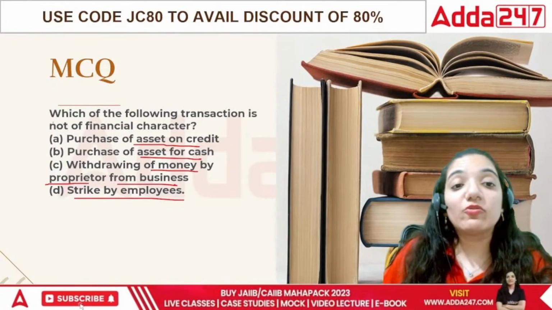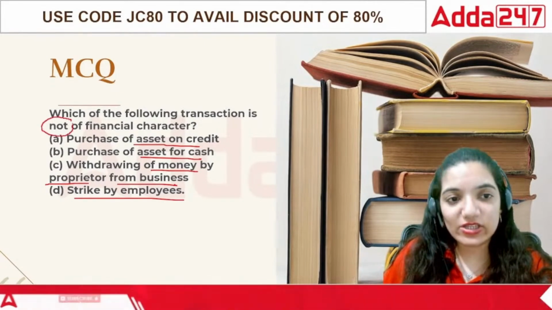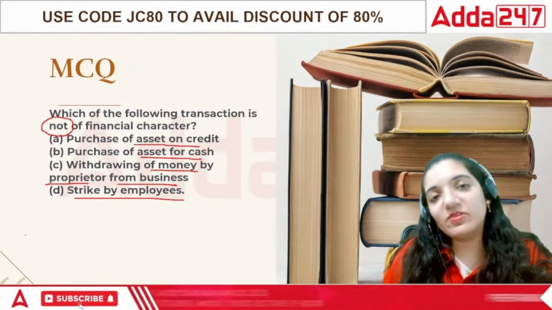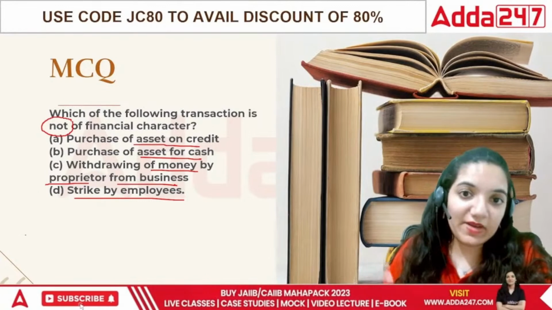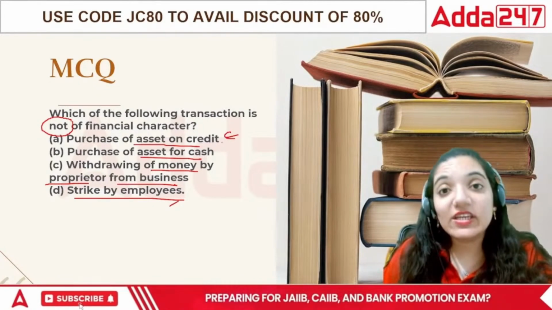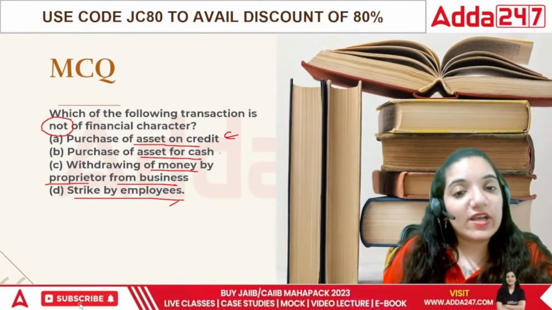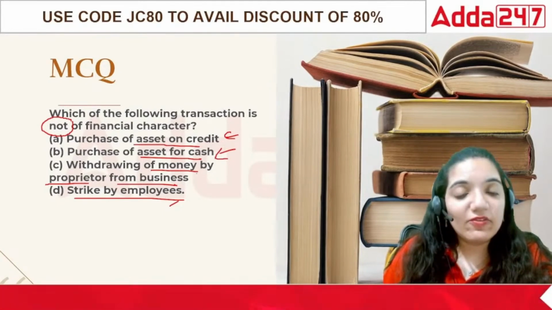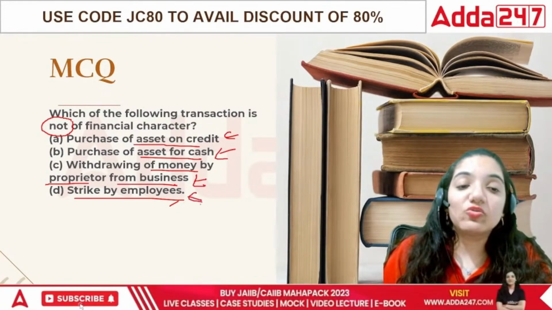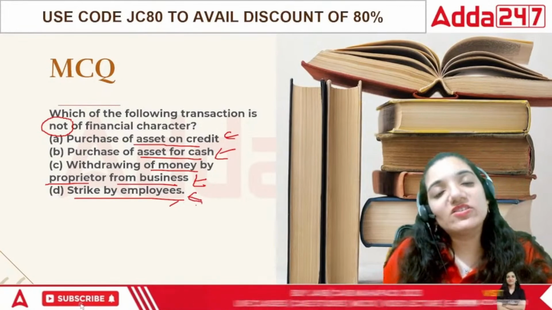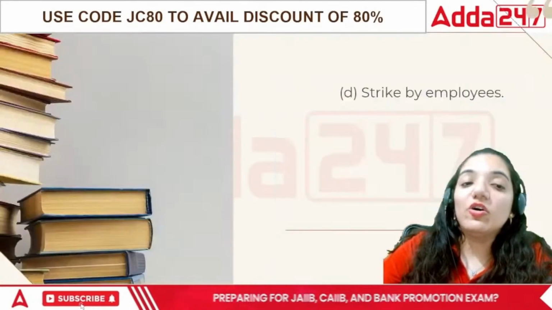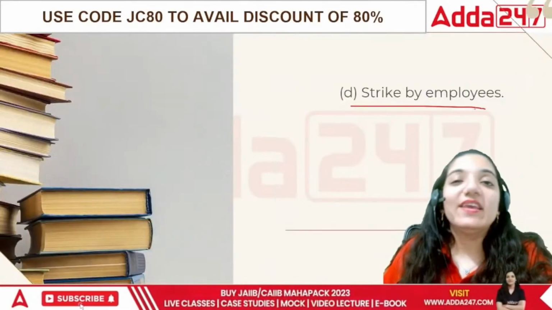If we talk about which is not of financial nature, it would be something that does not involve rupees or money at all. Purchase of goods on credit, even though you are not paying in cash, involves money. Purchase of goods for cash involves money. Withdrawing of money for personal use again involves money. The strike by employees can only be called a notional loss, a loss which can occur in future, but there is no clarity about it right now. So in this case, the non-monetary part is only the strike by employees.